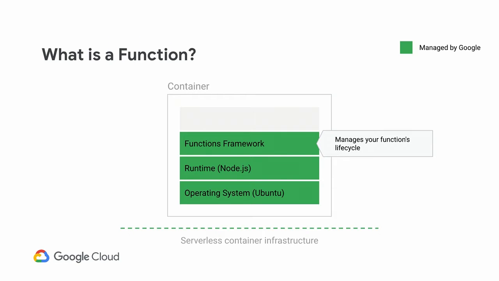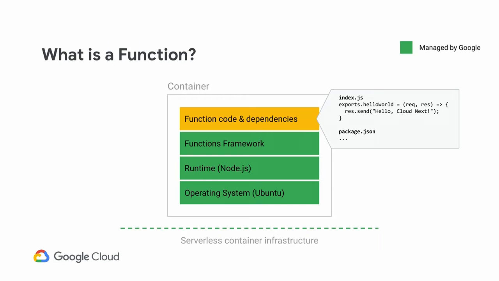You gave us a couple lines of code. We put in an operating system, a binary. Clearly, that's still not enough to make your function available and run it. The functions framework is what does that. And then on top of that, you've got your function code, your dependencies. This might look like a simple Node.js function like the one we have there. You might have a package.json file, which is what you use as a Node developer to specify the dependencies of your function. And this is the part that's managed by you.